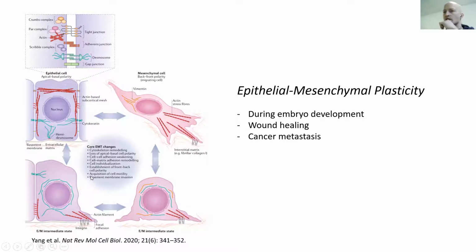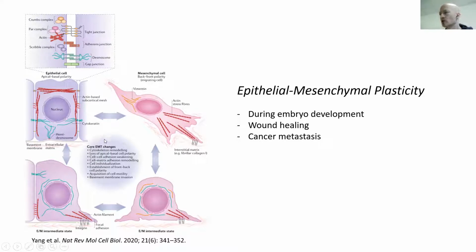So you need to change the cytoskeleton, you need to change the adhesion between cells, you need to change the adhesion with the matrix, and so on and so forth. And what's important is that this is reversible. You see all these arrows are double-sided, so you can go from epithelial to mesenchymal and go back to epithelial features. And you can also have these intermediate states where cells lose some of their epithelial characteristics, but keep some of them, okay? So this is what we observe during embryo development, but also what you observe during wound healing.